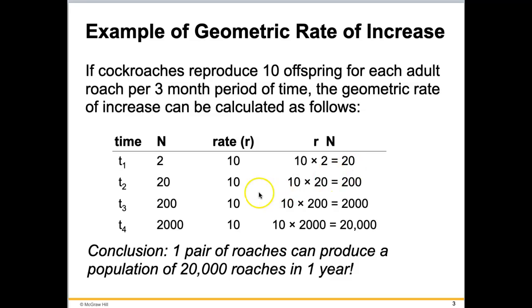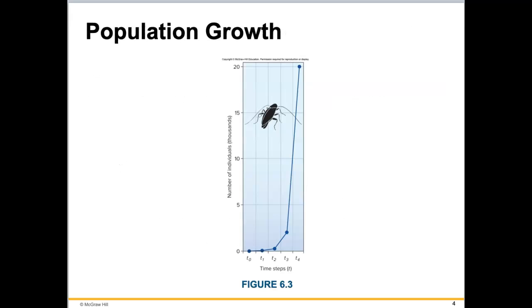And then in another 3 months, those 20 would be able to produce 200. And those 200 would be able to produce 2,000. And those 2,000 would be able to produce 20,000. So one pair of cockroaches, a male and female, if they had all the resources they needed to survive, would ultimately produce 20,000 offspring per year. We can plot that, and you can see that it would go up very, very quickly. Just within 1 year, we are on what is known as an exponential growth curve.